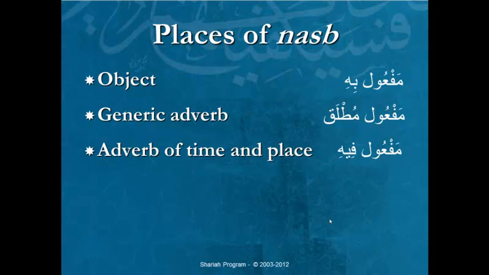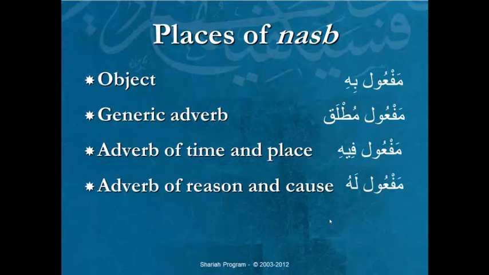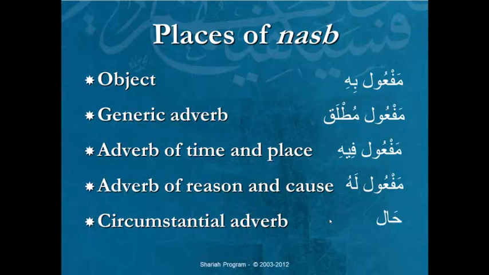The example was, I hit him for the purpose of discipline. That's called maf'ul lahu. And then the circumstantial one, the how one, Zayd came to me riding, that one's called hal. Okay, so we had 2 in jar, we had 4 in rafa, and now we have 5 in nasab. So the entire jar category is closed. Half of the rafa one's closed because total in rafa was 8. 4 of them have been given to you, and 5 of the nasab have been given, so we're at 11.